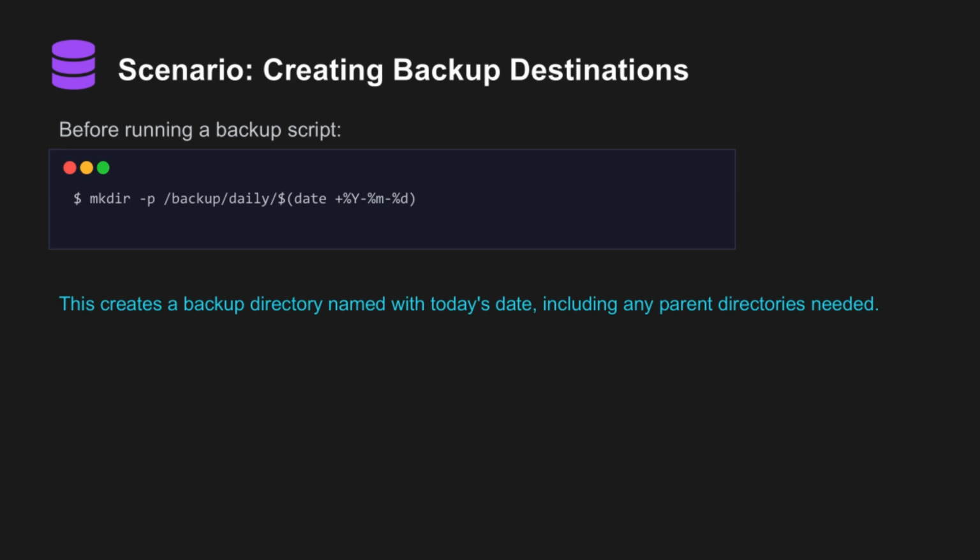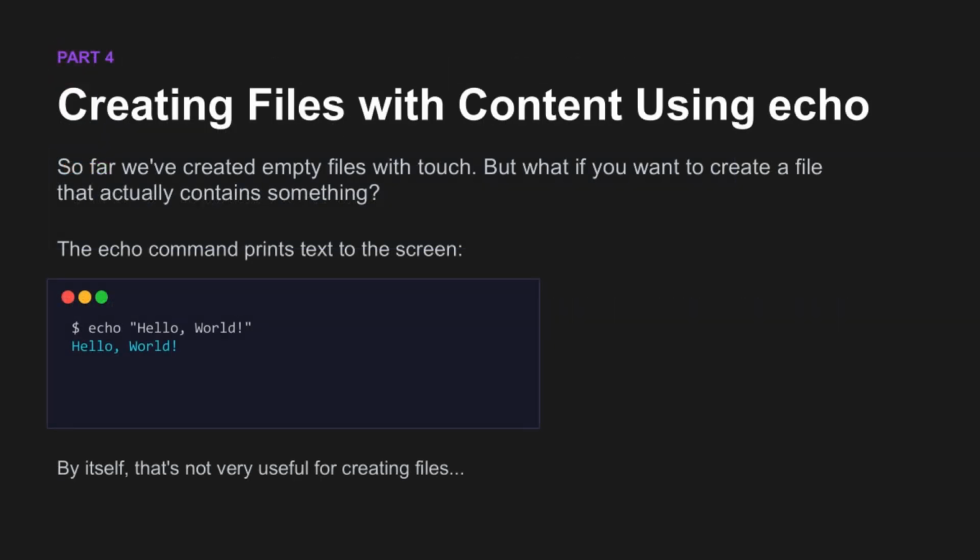Now, so far we've gone over creating empty files with touch, but what if you want to create a file that actually contains something? As we mentioned before, echo for content. The echo command prints text to the screen. You see the hello world example, and by itself that's not useful for creating files, but when we combine it with output redirection, it becomes powerful.